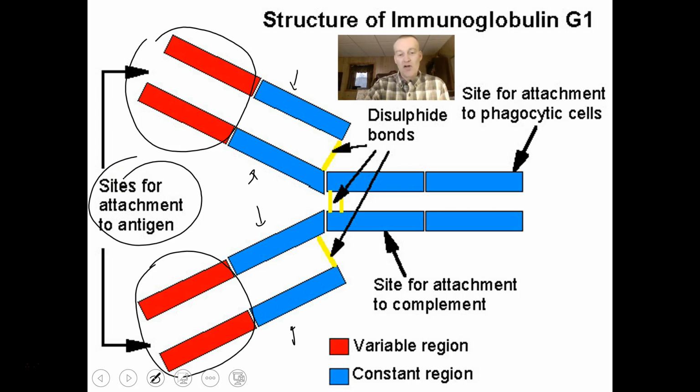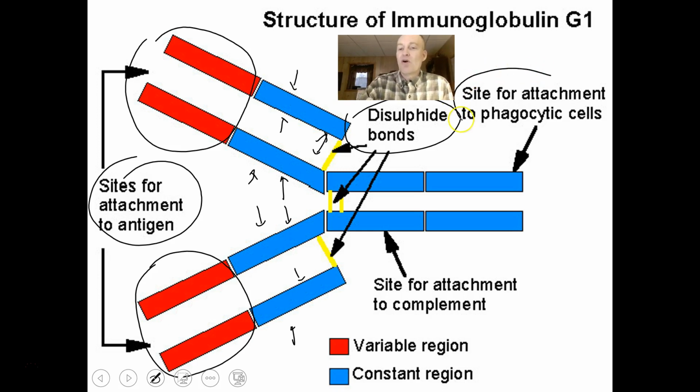And you make all different kinds of variable regions so that you can fight literally thousands and thousands of different kinds of antigens. So we are genetically programmed to make certain variable regions. Here's your disulfide bond or bridges that are holding these chains together. So this is a pretty complex protein having quaternary structure. It has basically 4 polypeptides that are held together.